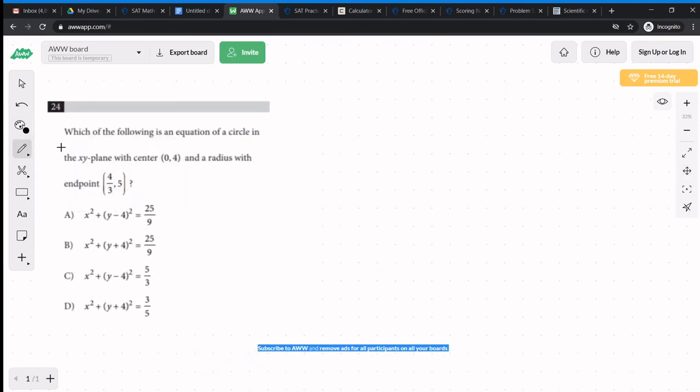Alright, now, which of the following is an equation of a circle in the xy-plane with center (0, 4) and radius, the endpoint (4/3, 5)? So it's saying you have your circle center at (0, 4), and it has an endpoint at (4/3, 5). So let's just try that really quick.